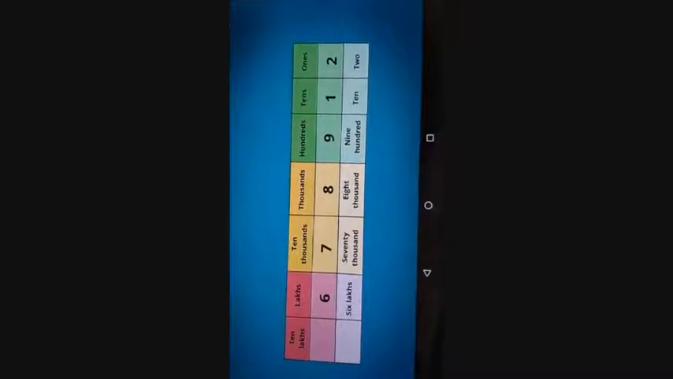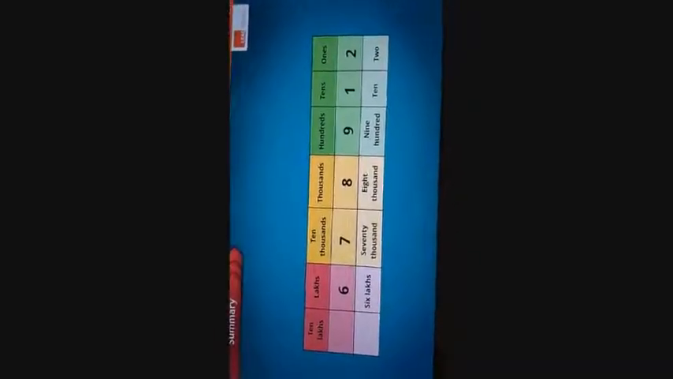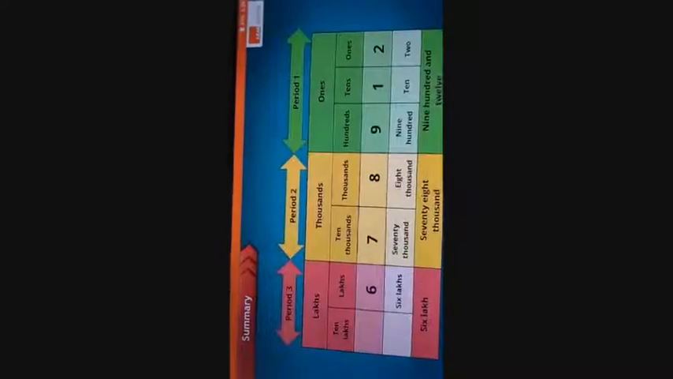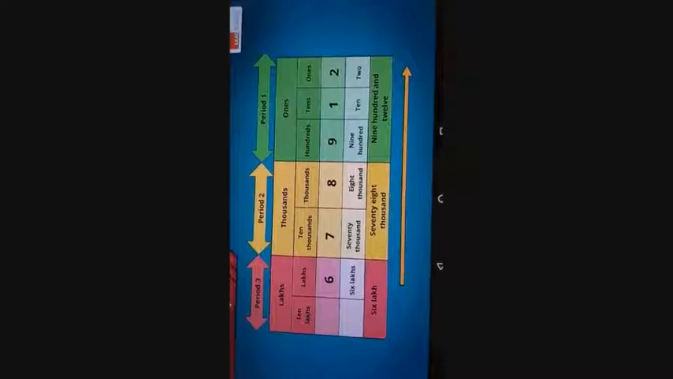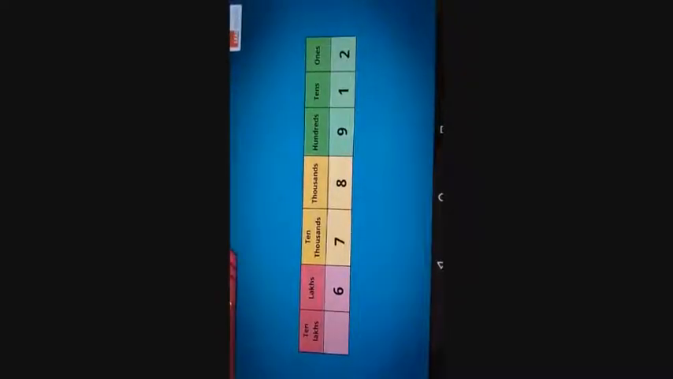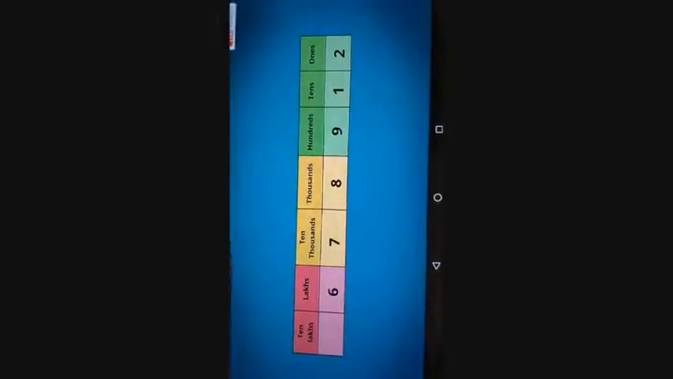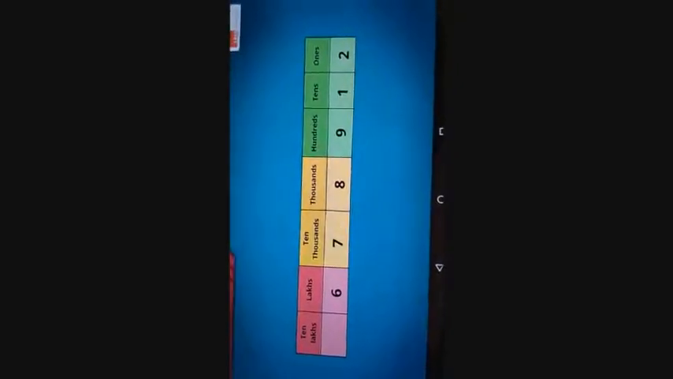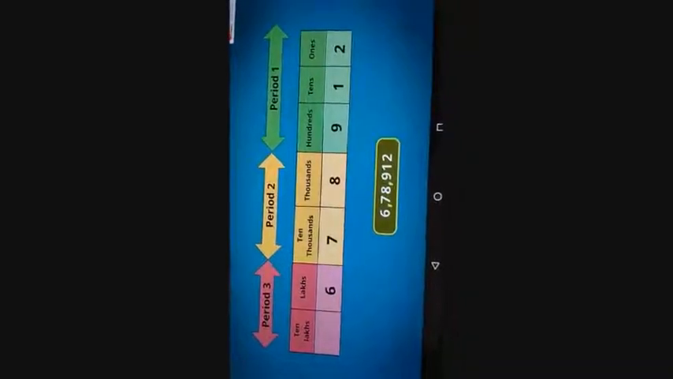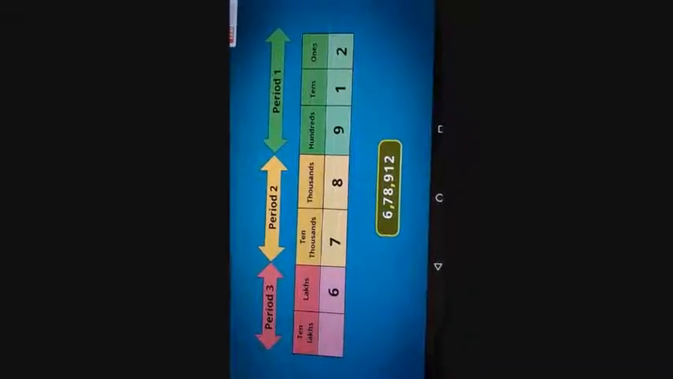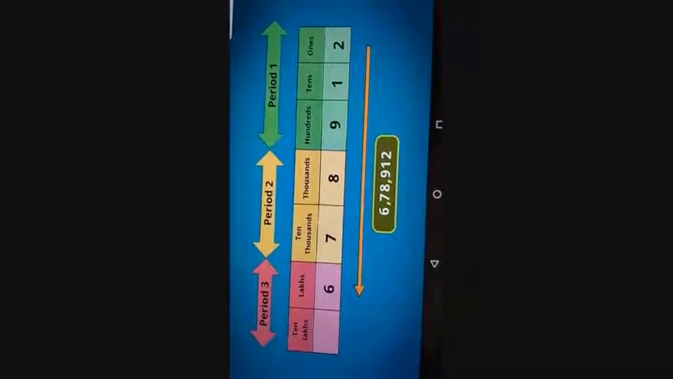Today, we learned that while reading a number, we place the digits in the place value table. Then we read them in periods from left to right. We follow the same steps while writing large numbers. First, we write the place value of each digit. Then, we use periods and commas to separate periods in a number starting from right to left. That's all for today. Happy learning!